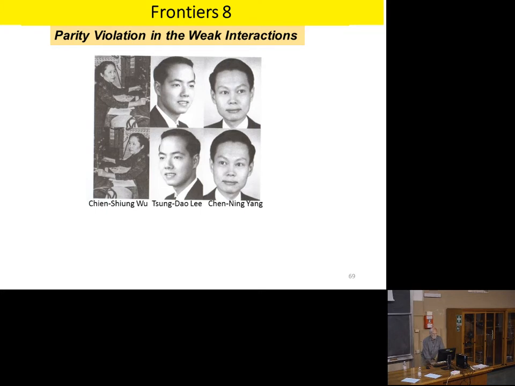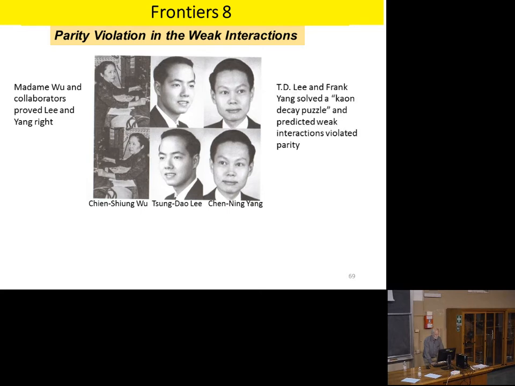Anyway, she did the experiment, and they did it where I've shown in the picture here, kind of mirror of each other. And the question is does the mirror particle or person the same as the other one? And so she proved that Li and Yang were right, and that solved this so-called K on decay puzzle and predicted that weak interactions violated parity.